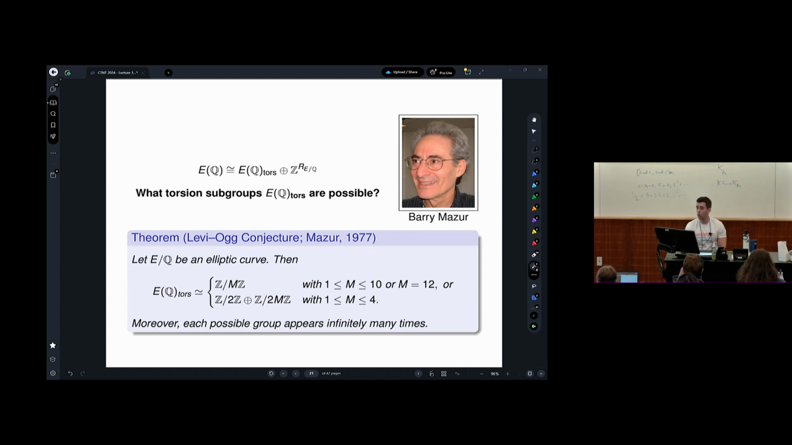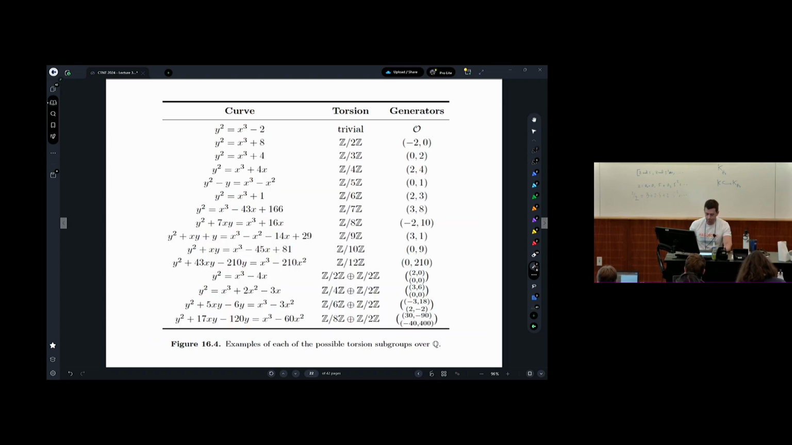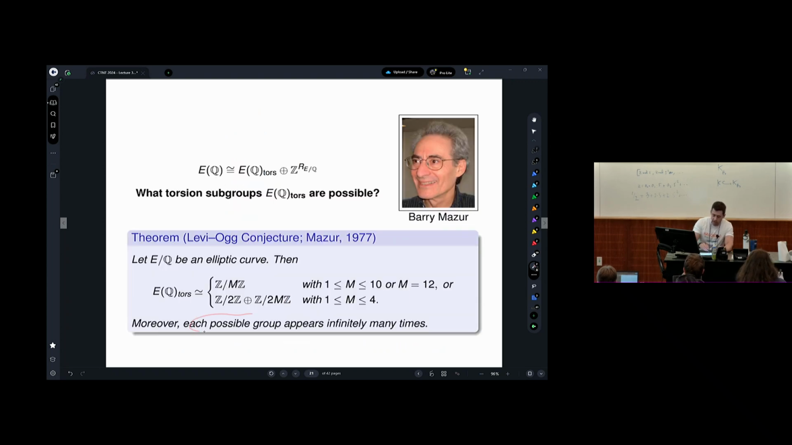If you go to other number fields, there are other possibilities. If you go to function fields, there are other possibilities. But over Q, these are it. And in fact, this theorem also says that there are infinitely many for each kind, and we have cataloged what they are.